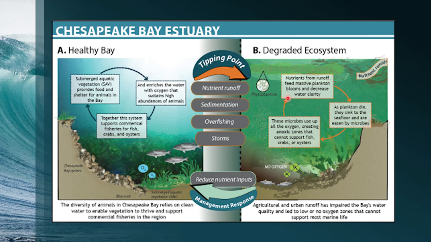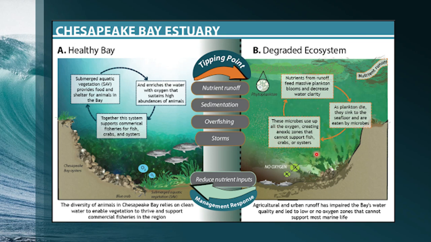So the nutrients run off, they feed a massive algae bloom, they decrease water clarity. Remember, water clarity, really important to SAV, right? As they die, they sink, they get eaten by microbes. We have very, very low oxygen. We don't have healthy fish, crabs, or oysters. Remember, you need the oysters because they make that water clearer, right? So all of this feeds into sort of a very unhealthy feedback.